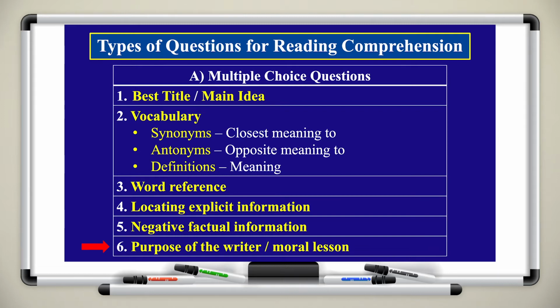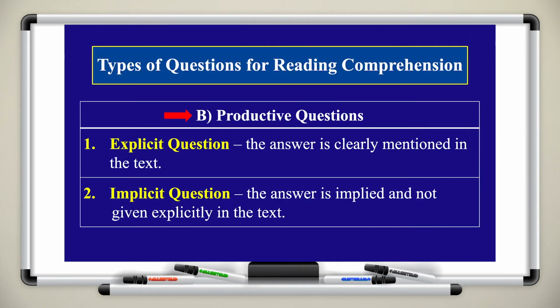After we're done with the multiple choice questions, you'll be facing the productive questions, and they come in 2 different forms. The first one will be the explicit question. That means the answer is clearly mentioned in the text. The second type of productive question would be the implicit question, and it means the answer is implied and not given explicitly in the text.